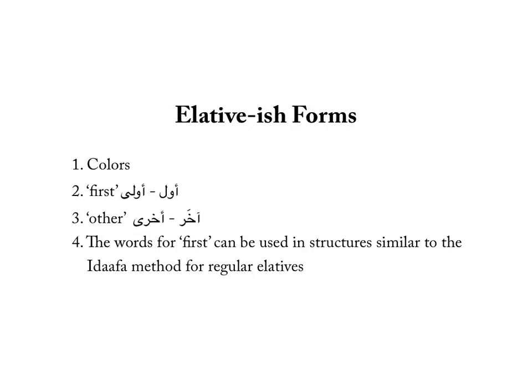The word first and the word other, awwal and akhar, both also are considered to be elatives, and so you get a more or less feminine pattern, ula. That's actually where ula comes from, and ukhra as the feminine. And importantly, the word for first can be used in structures similar to the idafa method for regular elatives, which can be a little confusing at first, but once you realize it's an elative and it has st at least on the end anyway, it makes a little bit of sense.